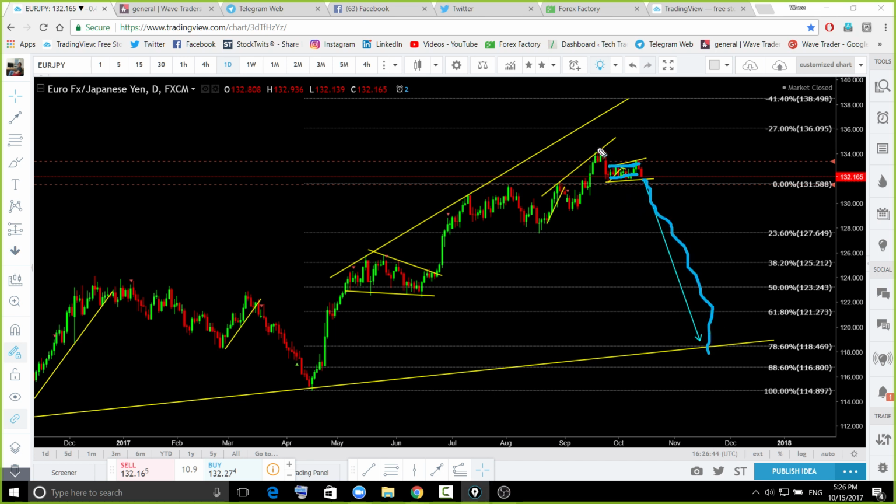A close above this top will change this formation. All right, this daily continuation formation to the downside: a close above that top will change the formation. Then we're going to reanalyze this chart and relook at the impulsive move from the top, and then look for the downside.